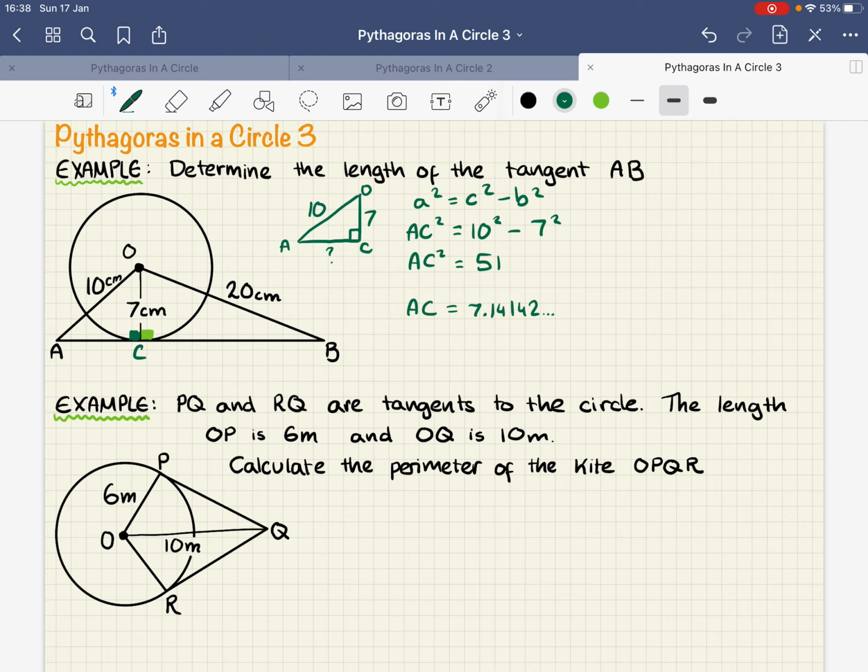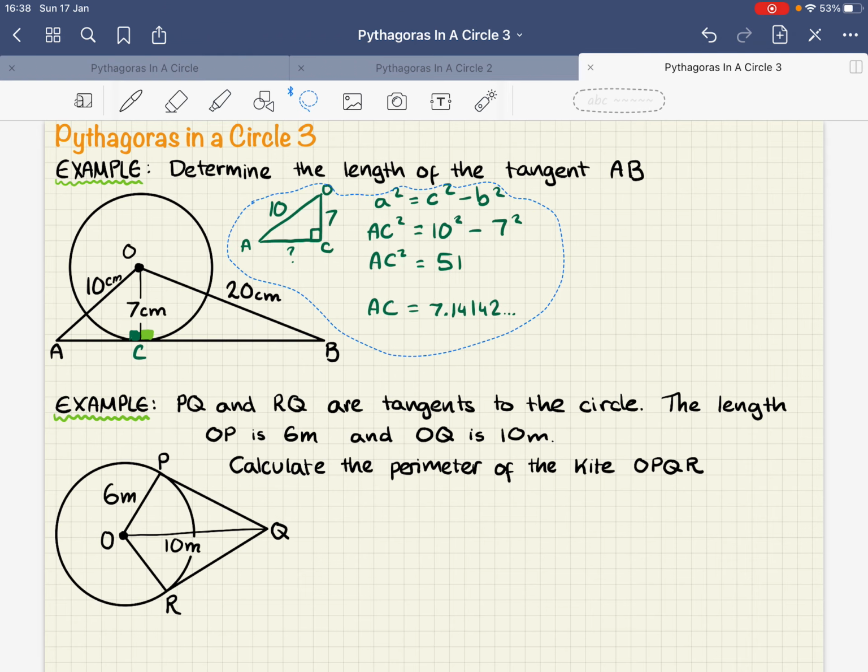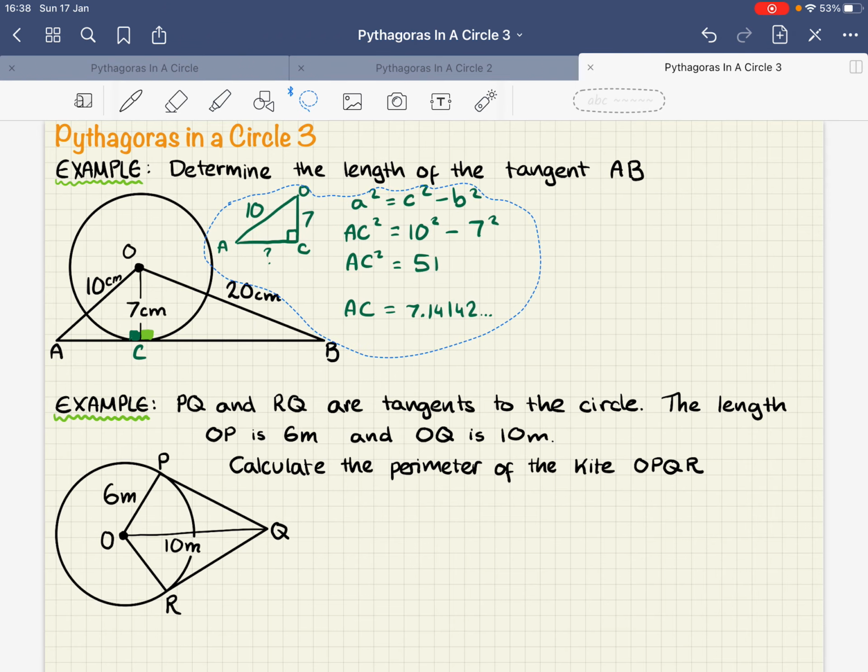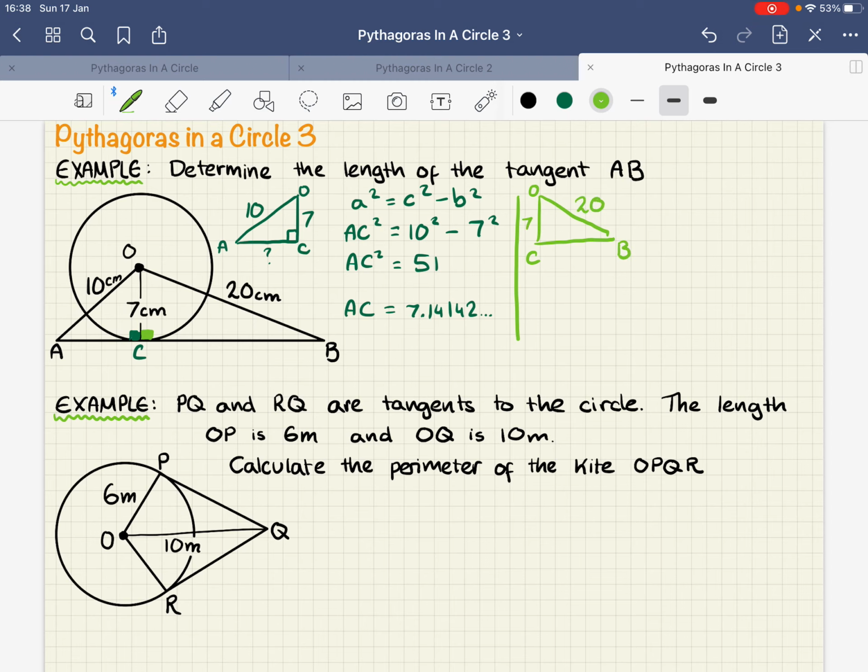Then I want to do the same for finding out the other length over there. So I'm just going to quickly scooch this along a little bit because I'm a bit tight on space right now. So just move that over to there. So I'm doing the same again. And my new triangle I'm working with is that COB one. Again, that's 7. And I'm going to have that 20 centimeters there. And I don't know what this bit here is going to be.